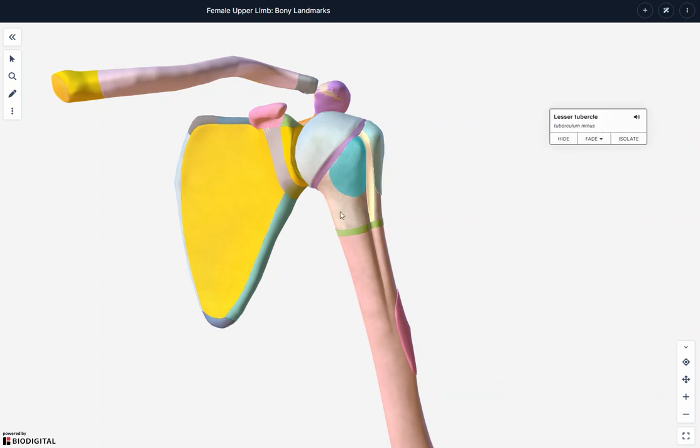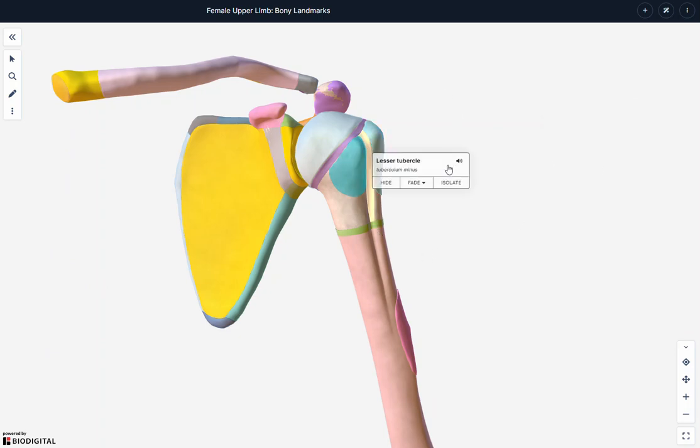Anything closer to the scapula is towards the midline of the body. Our spine would be here. This would be the center of the body where my pointer is jumping up and down. Then working our way out laterally, the greater tubercle is more lateral than the lesser tubercle.